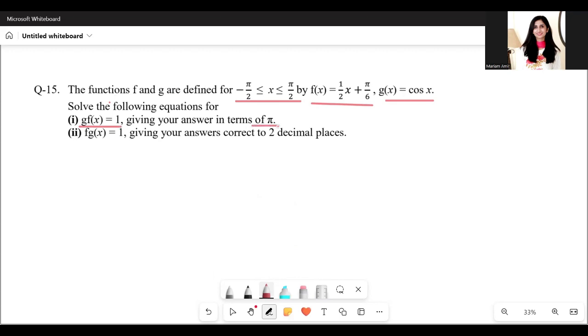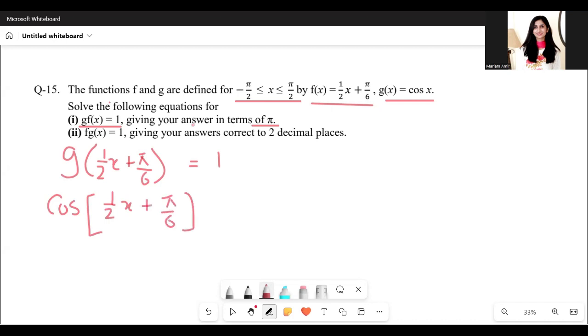Okay, so gf(x) is a composite function. So what do we have to do? We have to put f in the function g. So in g, we have to substitute the function f and then equate it to 1. This would be cos of half x plus pi by 6 equals 1.